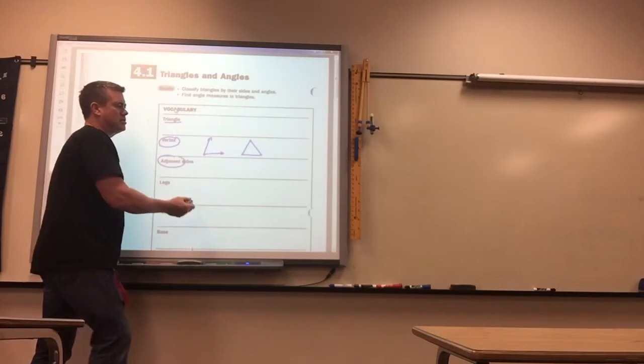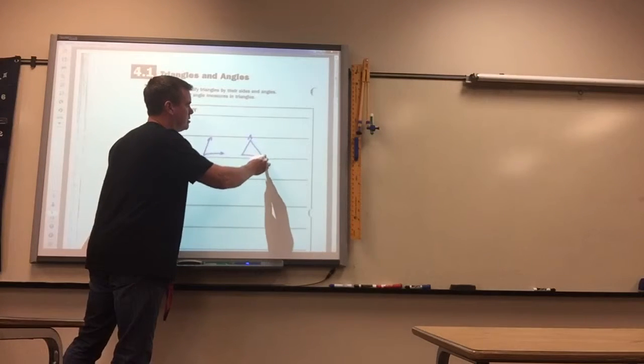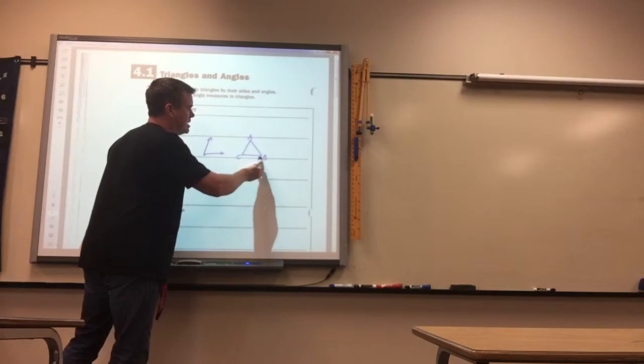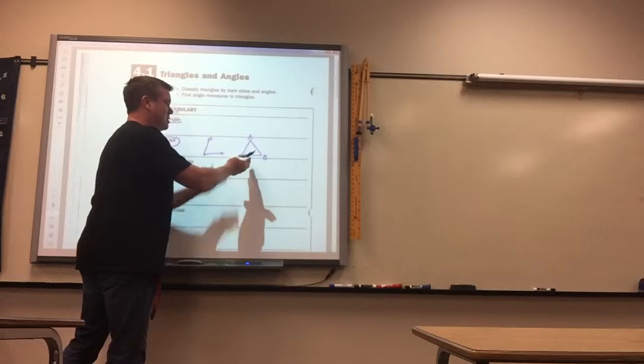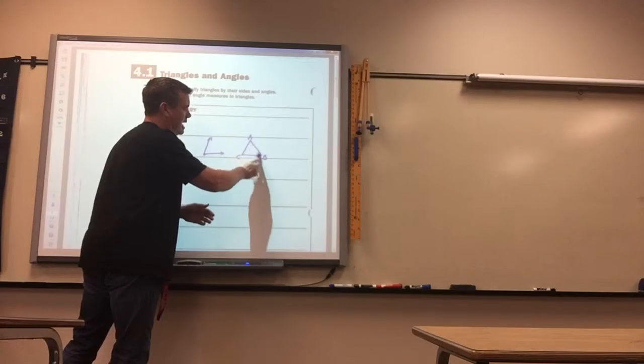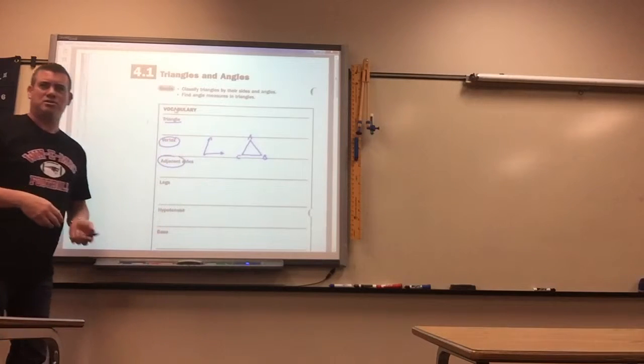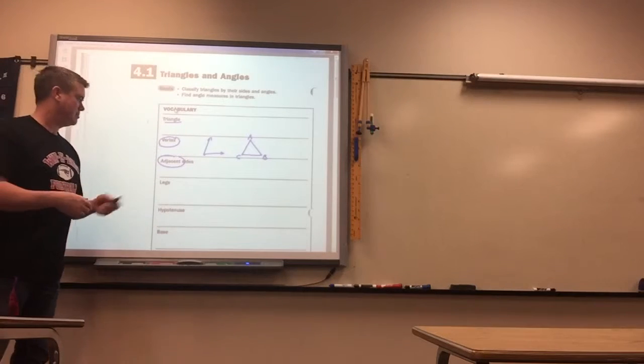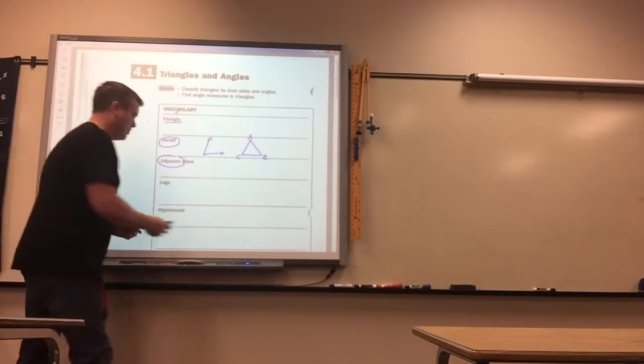Adjacent sides. If you've got a triangle, CB and AC are adjacent because they're next to each other. AC and AB, AB and BC. So adjacent just means they're next to each other. Same as when we did adjacent before.